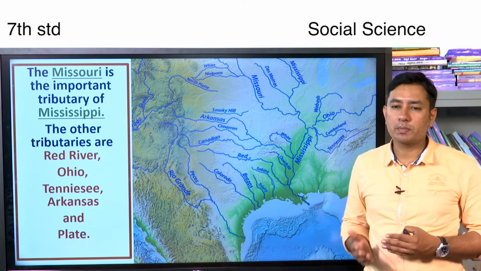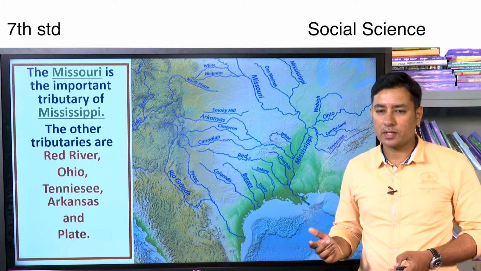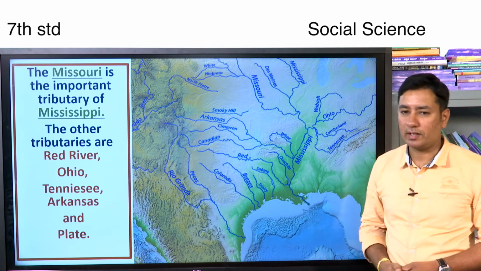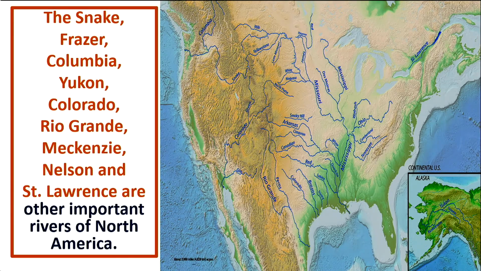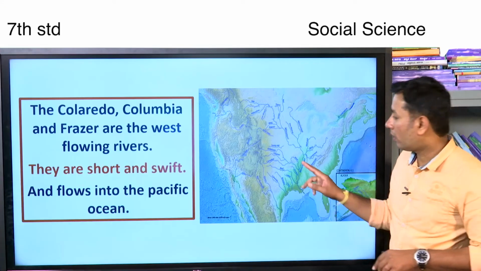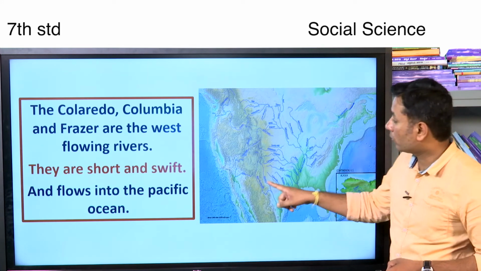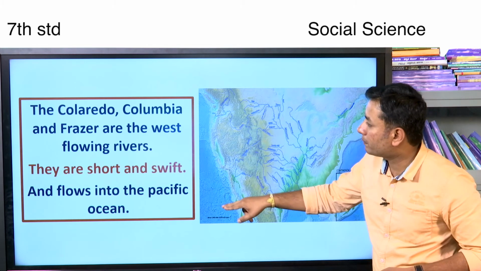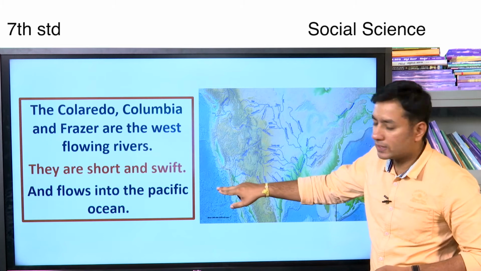Now let's see what the tributaries of the Mississippi River are. The first one is the Missouri, the second one is the Red River, Ohio, Tennessee, Arkansas and Platte River. All the rivers are present here, you can see. The other important rivers of the North American continent are the Snake, Fraser, Columbia, Yukon, Colorado, Rio Grande, Mackenzie, Nelson and St. Lawrence. The Colorado, Columbia and Fraser are the west flowing rivers. What are west flowing rivers? If you see the map, all these rivers are flowing eastwards, but only a few rivers, Colorado, Columbia and Fraser, are flowing to this part, that is west flowing. This is west, there it is flowing.